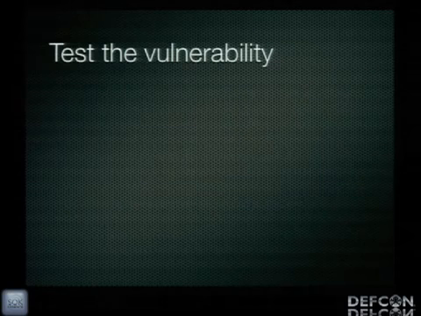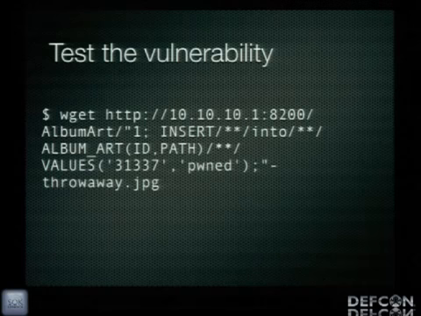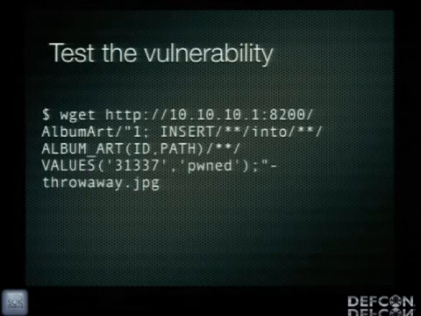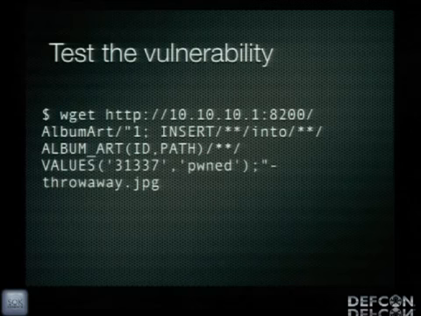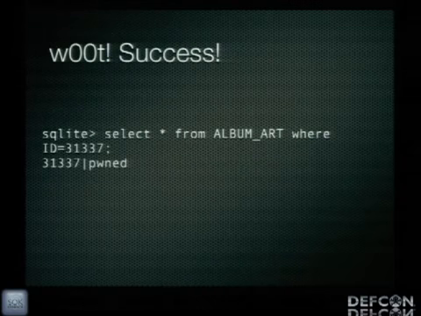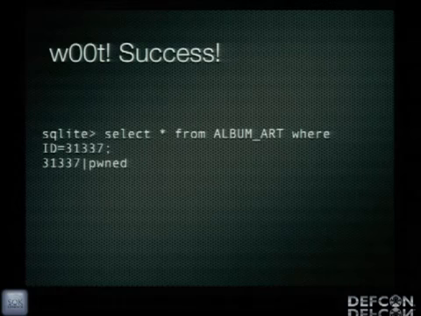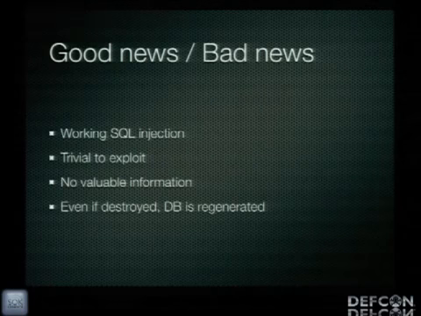To test whether we have a working SQL injection, it's just a matter of using wget and giving that same URL to the wget command. After the album art ID, we just put in our injected SQL query. Here we're going to attempt to create a record in the database that has just a bogus value. Then we get the database off the device from the USB disk and see if our record got in there. And sure enough, there's our record with ID of 31337, made it into the database. So we have a working SQL injection.